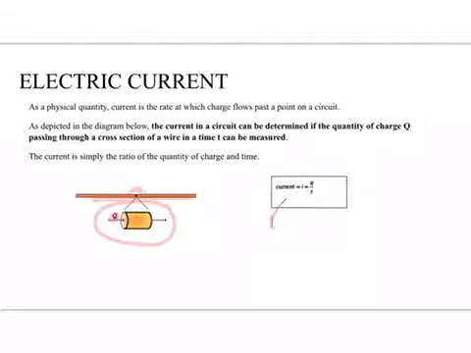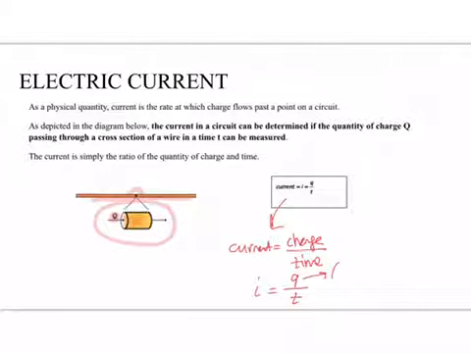So simply I can say that the current is equal to the charge passing in unit time. In symbols, the symbol of current is I, the symbol of charge is Q, and the symbol for time is t. When we take Q in coulomb and the time in second, I have the current in ampere, the symbol A, which is equal to coulomb per second.